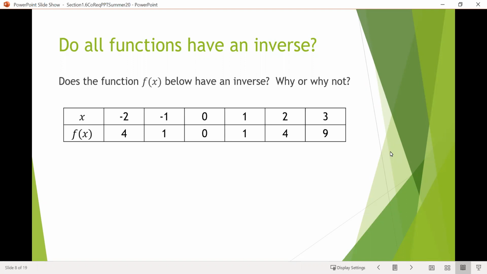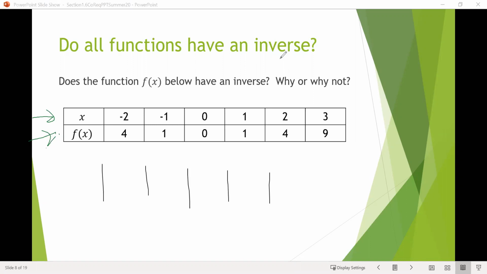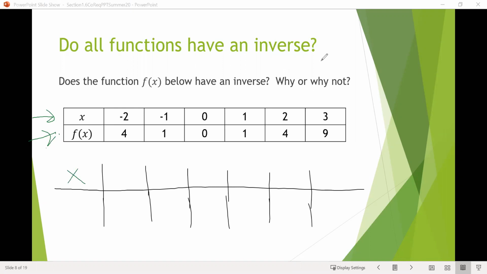So here we have a function f, and as per normal, we've got the inputs across the top and the outputs across the bottom. And we're wondering whether or not this function has an inverse. Well, let's start by setting up a table for the inverse. So I'm going to mirror it down below here. So I am going to still have x as my input variable, but now my outputs will be f inverse of x, right? And we know that an inverse function switches inputs and outputs, right?